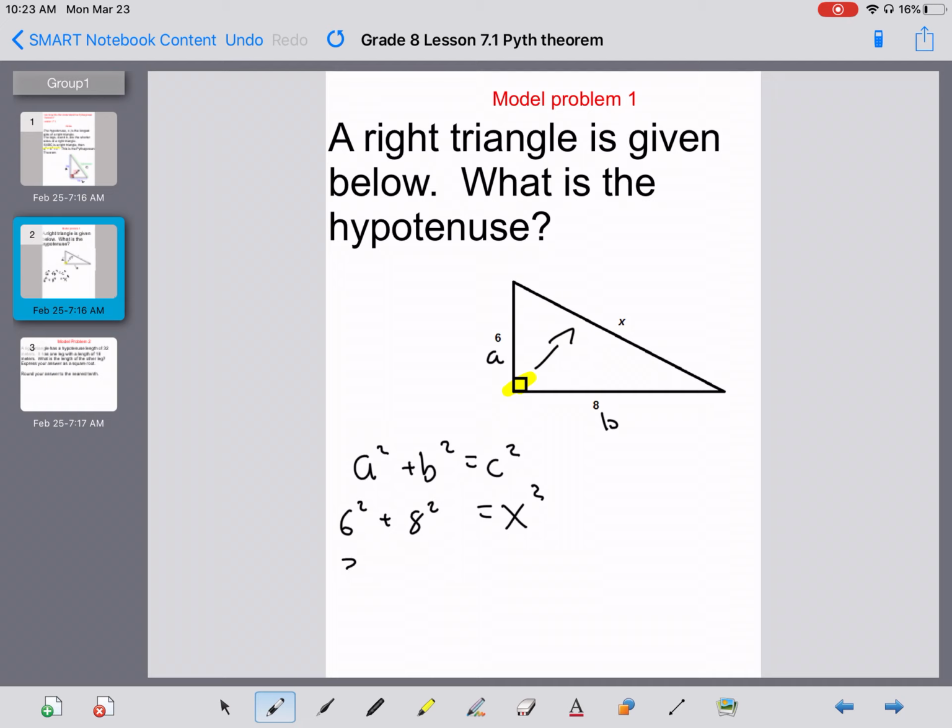6 squared is 36 plus 8 squared, which is 64, equals X squared. 36 plus 64 is 100, equals X squared. Now I take the square root of both sides and I get 10 equals X. So that means that the hypotenuse would be 10.